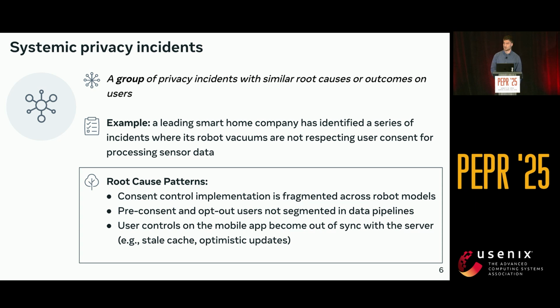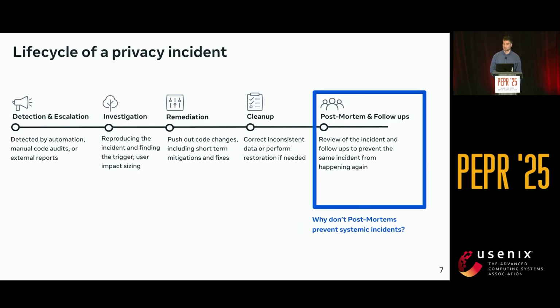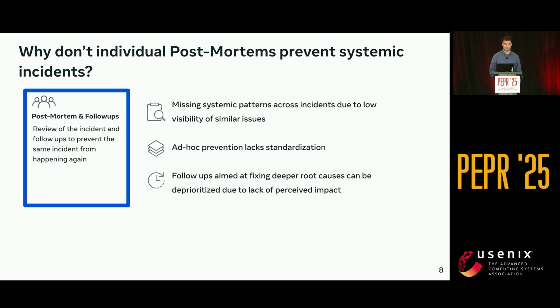So this is only an example of a systemic user consent privacy incident that has 3 underlying patterns. But just by looking at these patterns in the recurring incidents in this space, it begs the question, why don't the postmortems in the standard incident handling process prevent these systemic incidents from emerging?